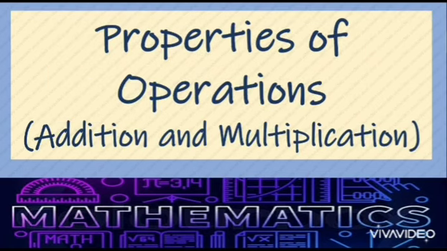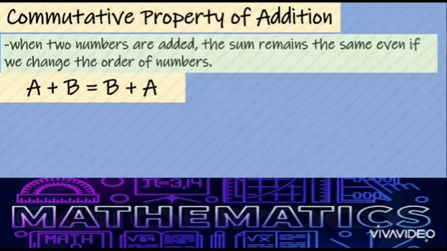For our lesson for today, we're going to discuss the properties of operation, addition and multiplication. So dun muna tayo sa addition. First one, we have the commutative property of addition. When two numbers are added, the sum remains the same even if we change the order of numbers. So, A plus B is equal to B plus A.